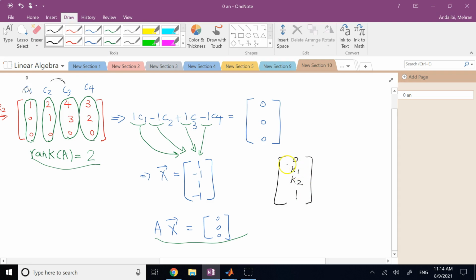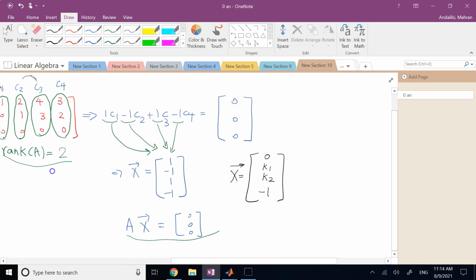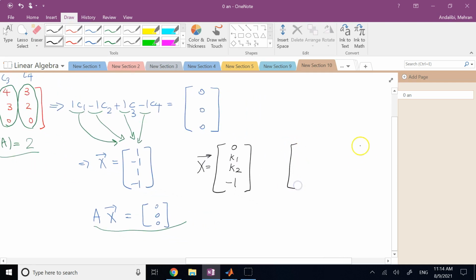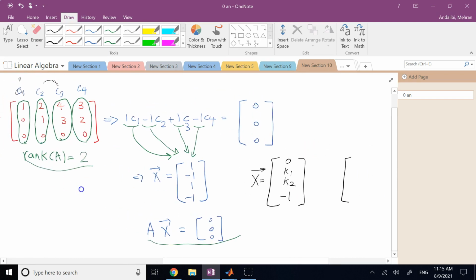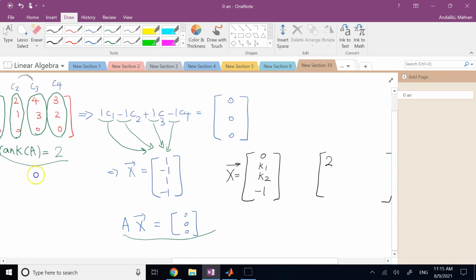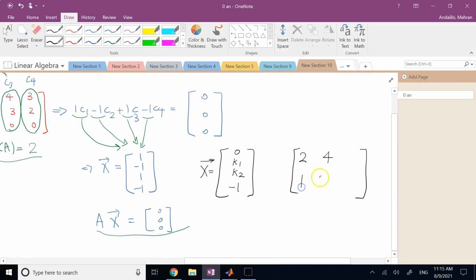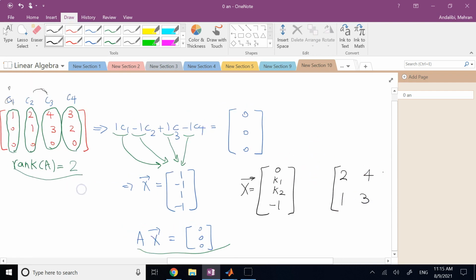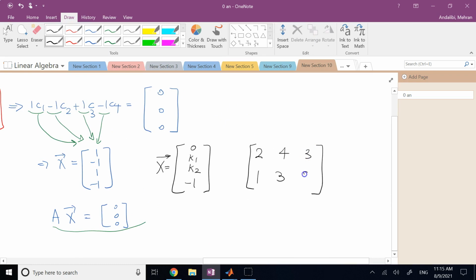So K1 times C2 plus K2 times C3 becomes equal to K4, or if I multiply C4 by a negative, the result is 0. So X can be something like this as well. All I need is K1 and K2, and that's not really hard to do, right? All I need to solve is the case where you have the coefficients 2 and 4, 1 and 3, and then the right hand side 3 and 2, right?